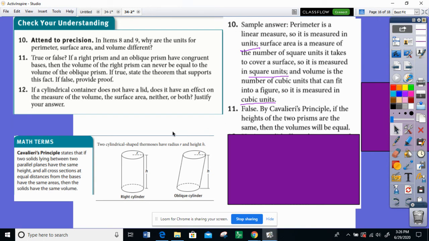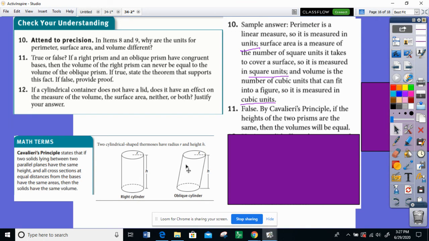Just to remind us of that, here's another picture of Cavalieri's Principle. Just imagine this shape, instead of being a circular base, could be a square here that's congruent to a square here, or a triangle here that's congruent to a triangle here on the top and the bottom. As long as the heights of the two prisms are the same, and as long as all cross sections at equal distances from the bases have the same area, you're guaranteed that the solids will have the same volume.